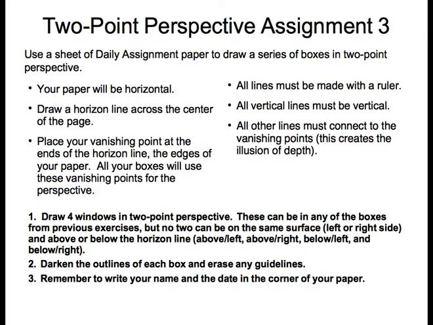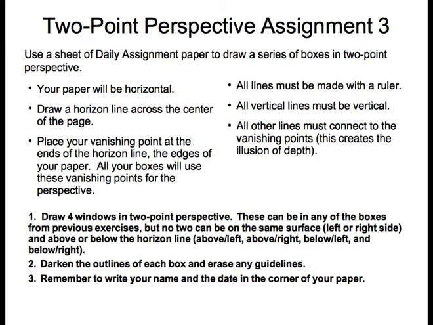Two-point perspective assignment number 3. You're going to use a sheet of daily assignment paper to draw a series of boxes in two-point perspective. Your paper will be horizontal. Draw a horizon line across the center of the page. Place your vanishing points at the end of the horizon line, the edges of your paper. All your boxes will use these vanishing points for this perspective. All lines must be made with a ruler. All vertical lines must be vertical. All other lines must connect to the vanishing points. This creates the illusion of depth.